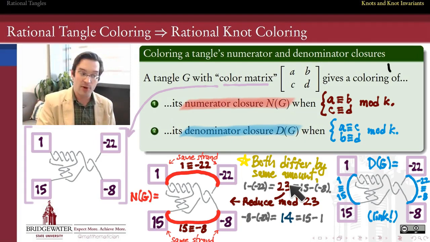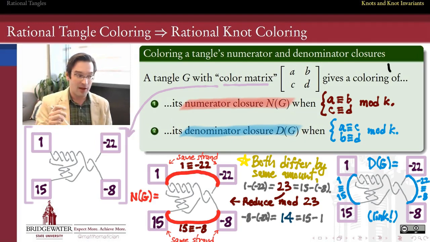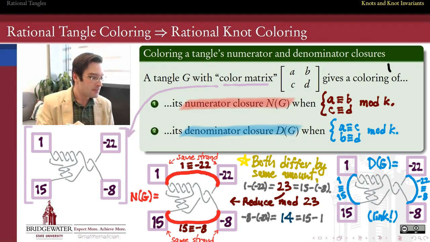Since 23 is a prime number, really my only option if I want to make negative 22 congruent to 1 and at the same time negative 8 congruent to 15, I should just reduce everything mod 23. And so that gives us a 23 coloration of the associated knot. Probably not super interesting, but at least it's something.